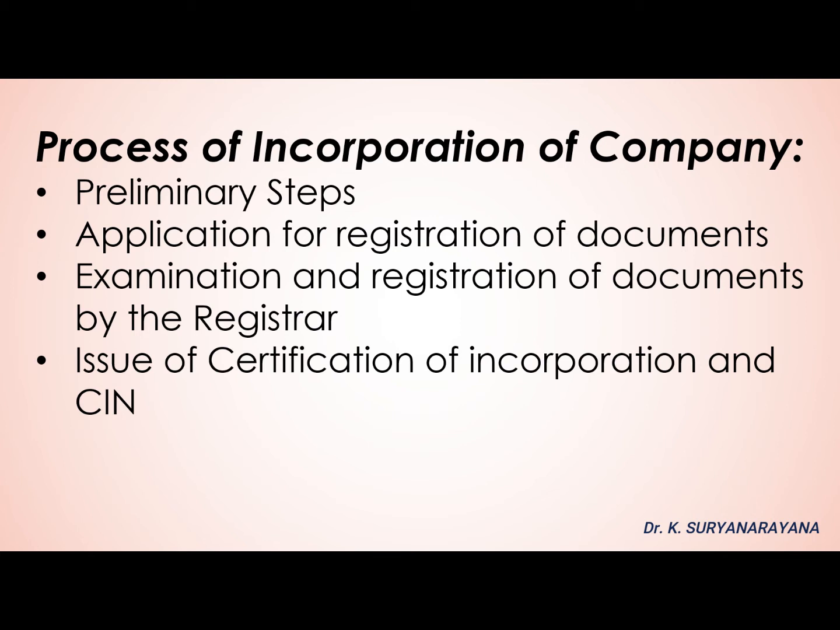Preliminary steps. Deciding the type of company. The promoter has to decide which type of company he wants to register as per the Companies Act 2013. Both public company and private company can be registered. Even a one-person company can be registered, but as a private company only. Deciding the location of registered office. The promoter has to decide the location of registered office of the company.